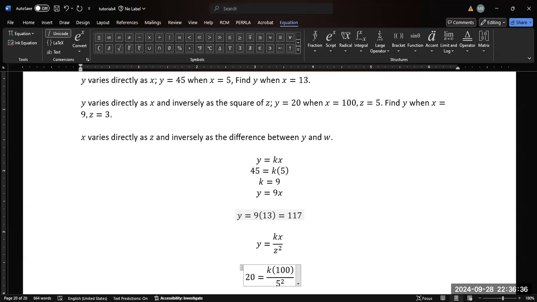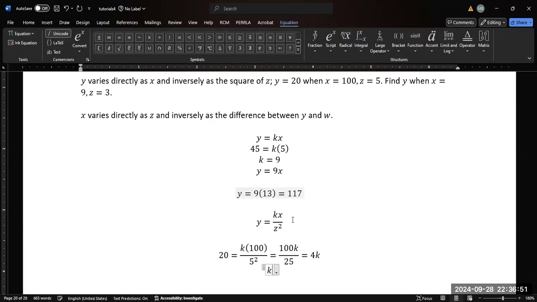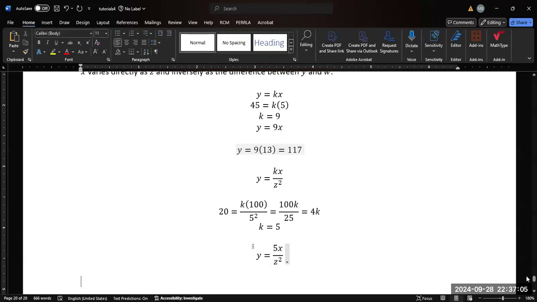So this is going to simplify to 100k over 25. And 100 divided by 25 is 4. And so if I divide by 4 on both sides, I get k is equal to 5. So it's now 5x divided by z squared. And then I'll be given information.